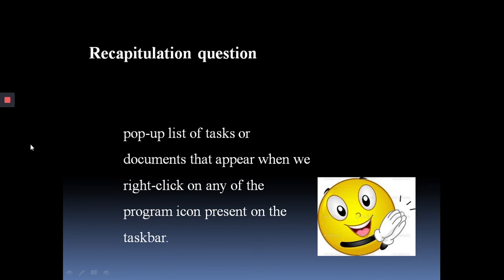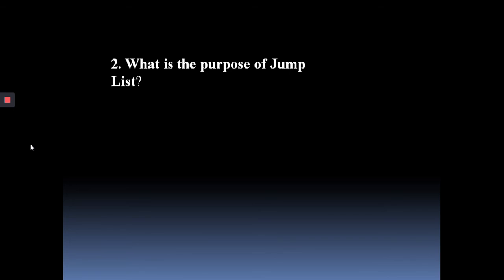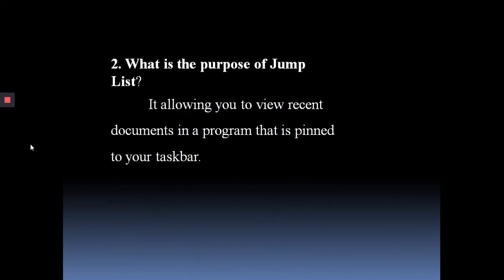Next, we move on to the recapitulation questions. What is a jump list? A pop-up list of tasks or documents that appears when we right-click on any of the program icons present on the taskbar. What is the purpose of a jump list? It allows you to view recent documents in the program that is linked to the taskbar. Okay. In the quick launch bar, it allows you to view frequently used documents.